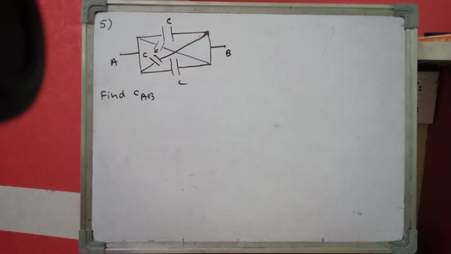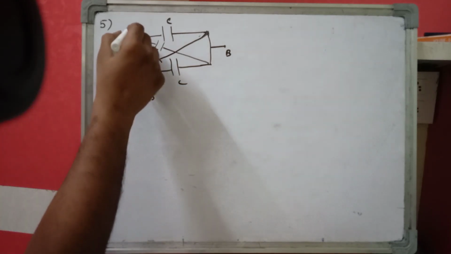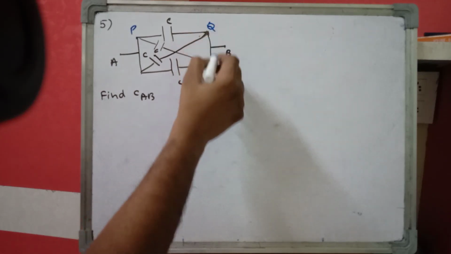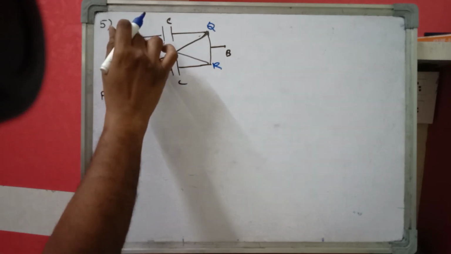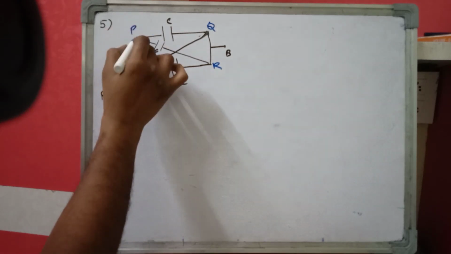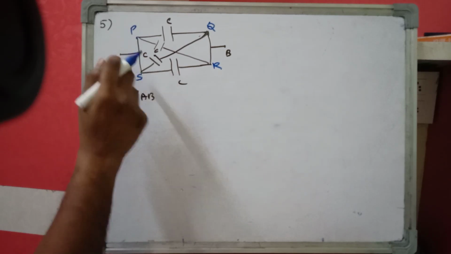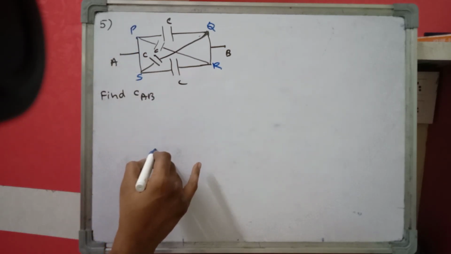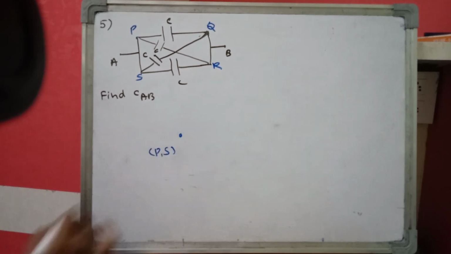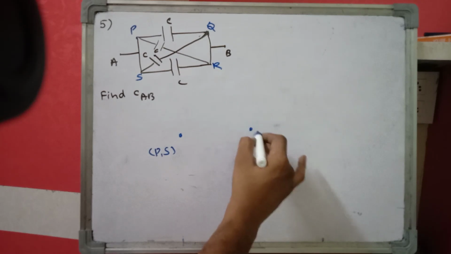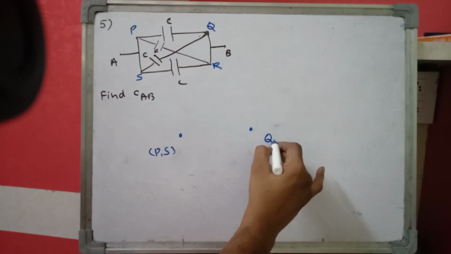Four identical capacitors are connected as shown in the figure. You are asked to find the effective capacitance across A and B. So let us assume this junction as P. This is Q, this is R, and this is S. Then see, P and S are interconnected with the help of a wire. So let us say this is P and S, and Q and R are also connected. So this is Q and R.